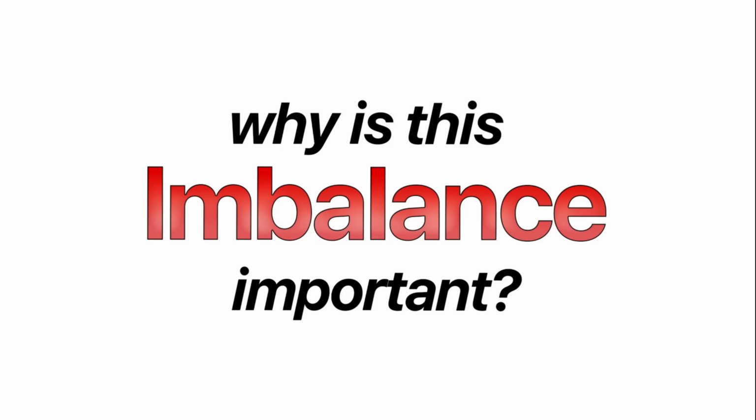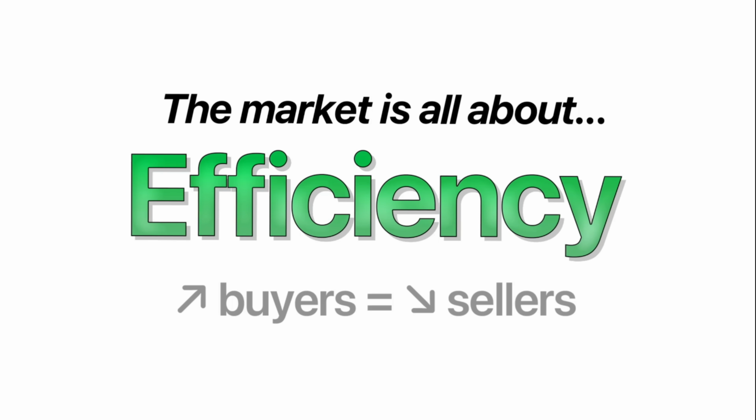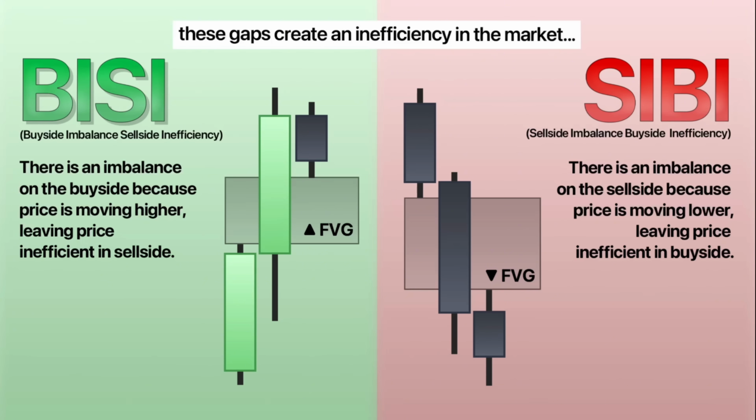Now, why is this imbalance important? It's because the market is all about efficiency, and these gaps create an inefficiency in the market. A bullish fair value gap is called a BISI, Buyside Imbalance, Sellside Inefficiency. There is an imbalance on the buy side because price is moving higher, leaving price inefficient in sell side. A bearish fair value gap is called a SIBI, Sellside Imbalance, Buyside Inefficiency. There is an imbalance on the sell side because price is moving lower, leaving price inefficient in buy side.